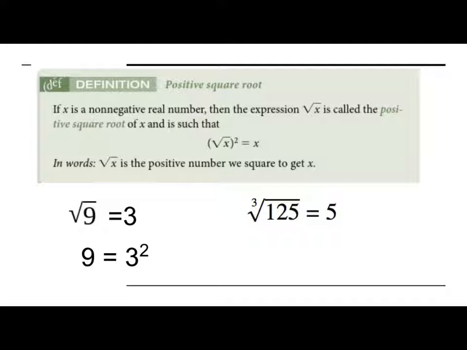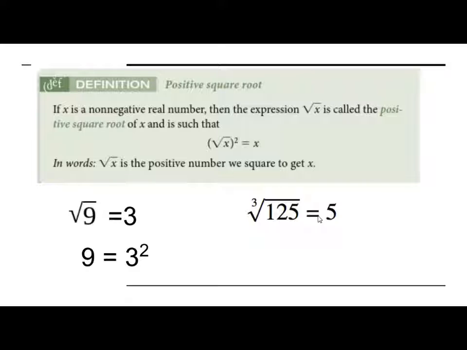Cubed roots, so a little 3 here means that we're taking a cubed root. We're wondering what number times itself 3 times gives us 125. 5 times 5 times 5 equals 125. And so the cubed root of 125 is 5.